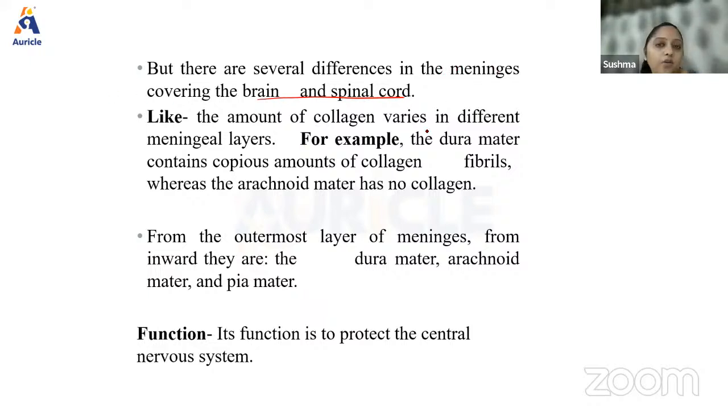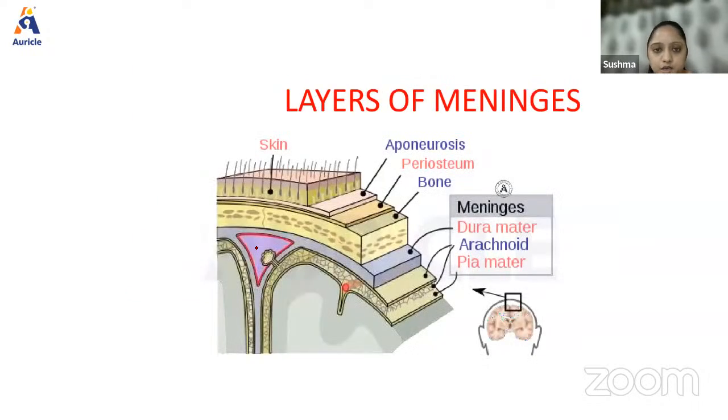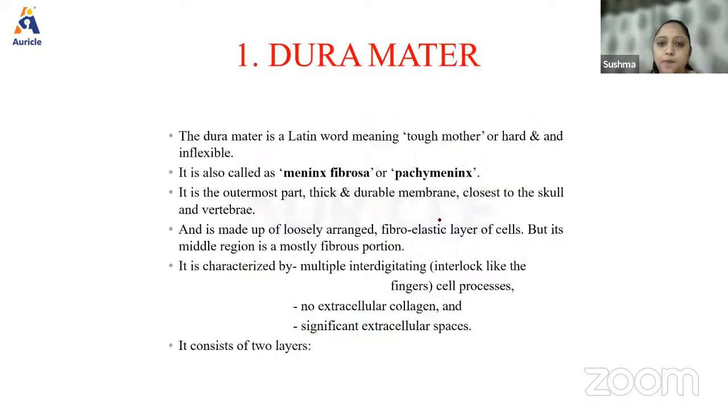First, the amount of collagen is very different in different meningeal layers. From the outermost layer of meninges inward, dura mater, arachnoid, and pia mater, the main function is to protect the central nervous system. So this is skin, aponeurosis of the scalp, then the periosteum, then the bone, and here the meninges start. First is the dura mater, arachnoid, and pia mater.